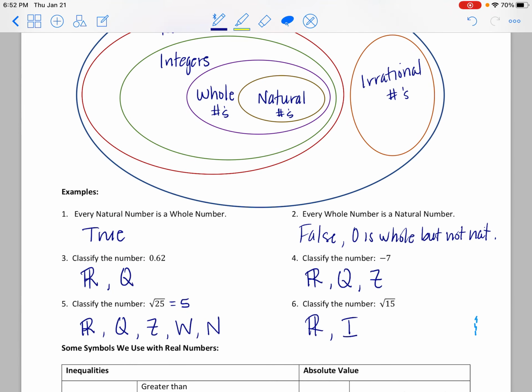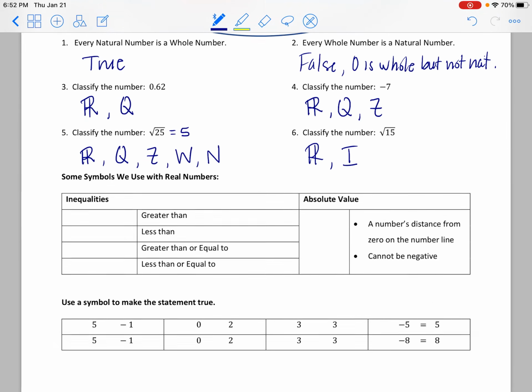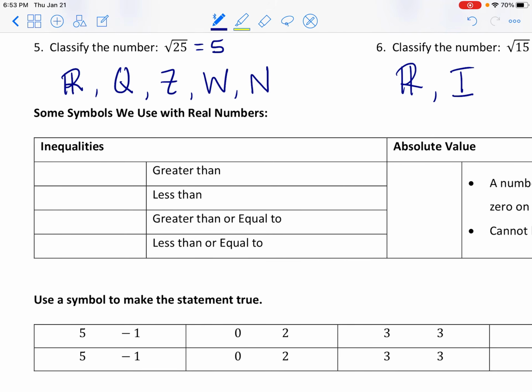All right, last couple things here. Some symbols that we use to work with some real numbers. Inequalities, you'll see those quite often. Like the greater than symbol is an inequality. Greater than symbol looks like that. Less than symbol, flip that around. Greater than or equal to is underlined. Less than or equal to is, again, underlined. So sometimes we use those to compare real numbers.